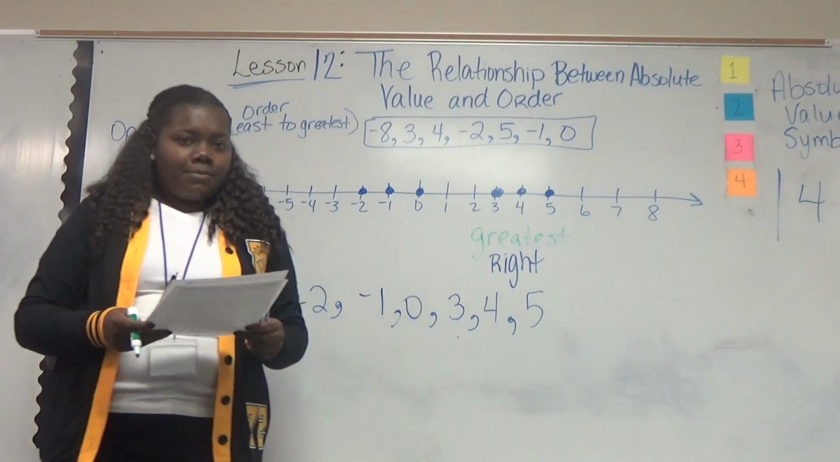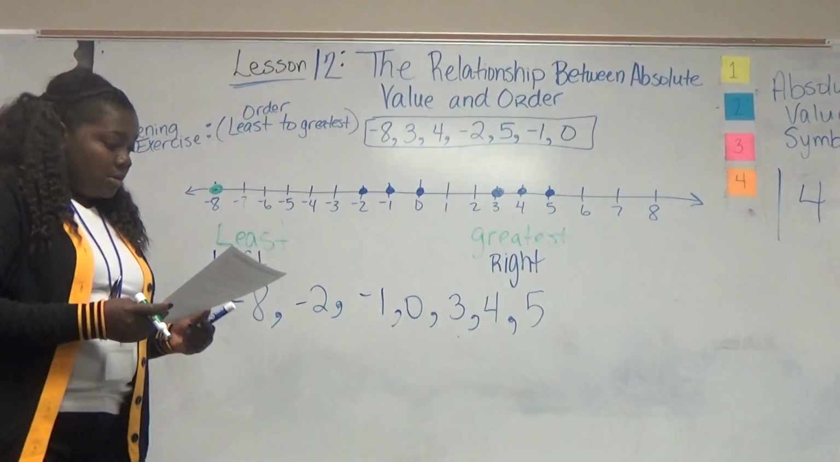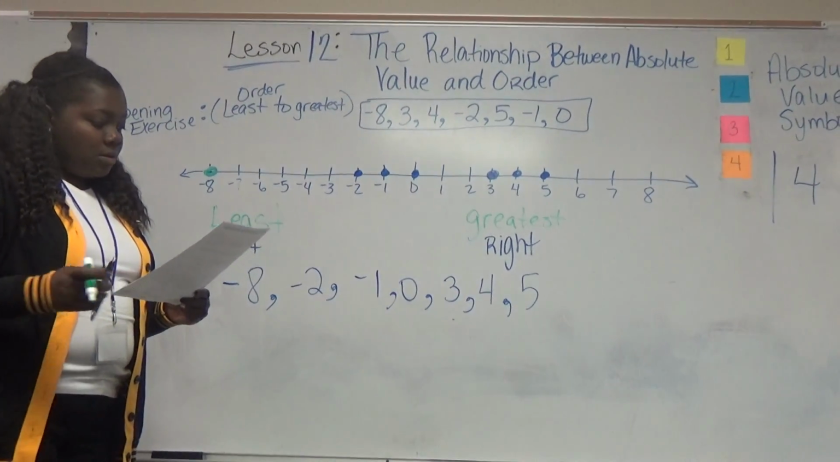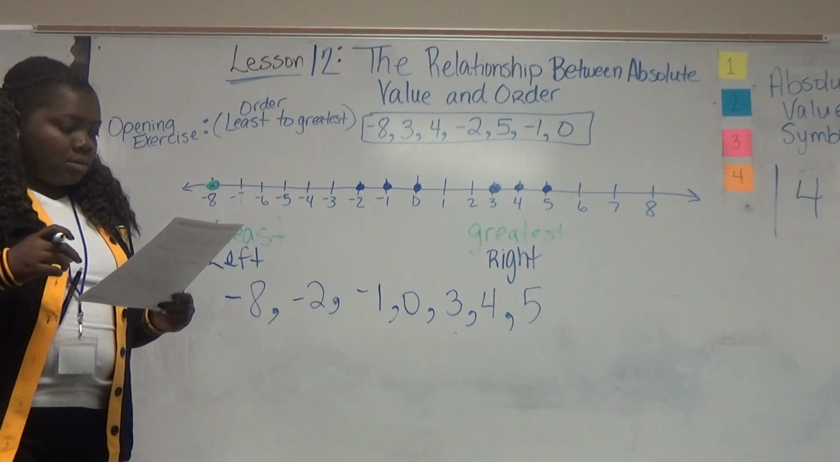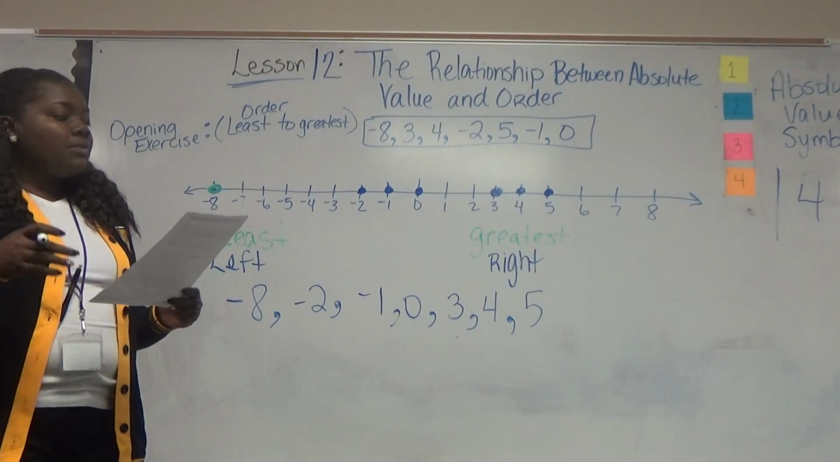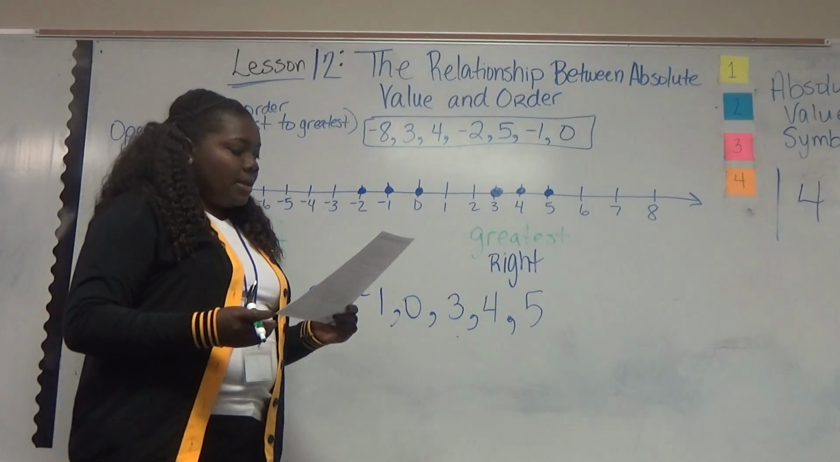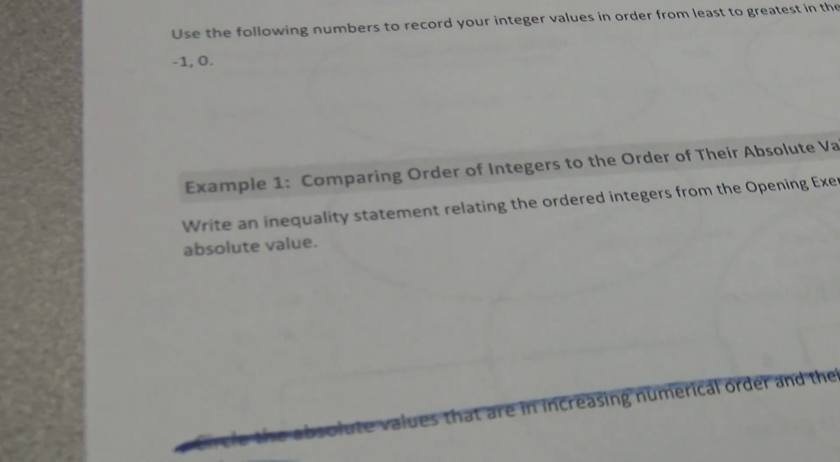Example 1, read for me, Julius. Write an inequality statement relating the ordered integers from the opening exercise. Below each integer, write its absolute value. So we're going to write an inequality statement relating the ordered integers from the opening exercise. What that means is we're going to use an inequality symbol.